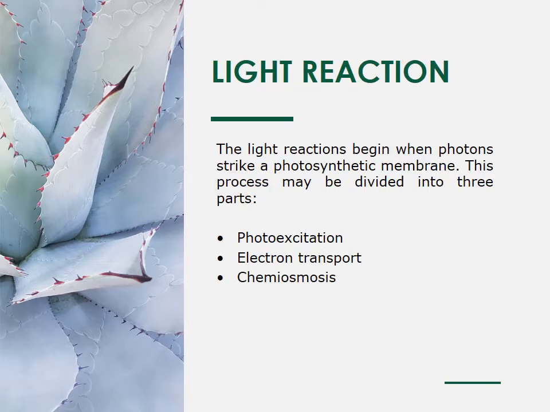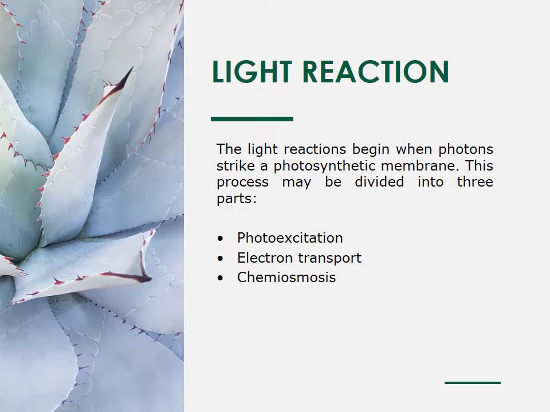The light reaction now. The light reaction begins when photons strike a photosynthetic membrane, and this process is divided into three parts. The first process is photoexcitation. And photoexcitation just means the absorption of a photon by an electron of a chlorophyll. So when light strikes the chlorophyll molecule, it will become excited, and it will absorb a photon.